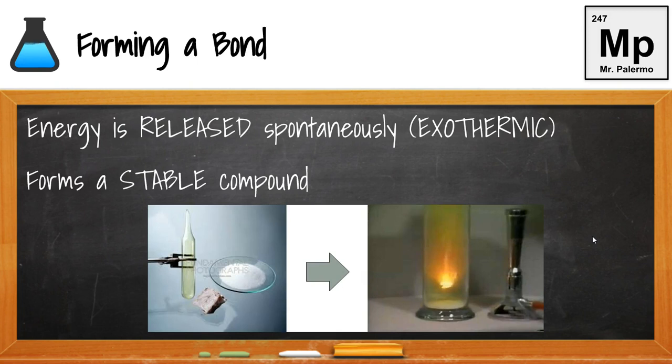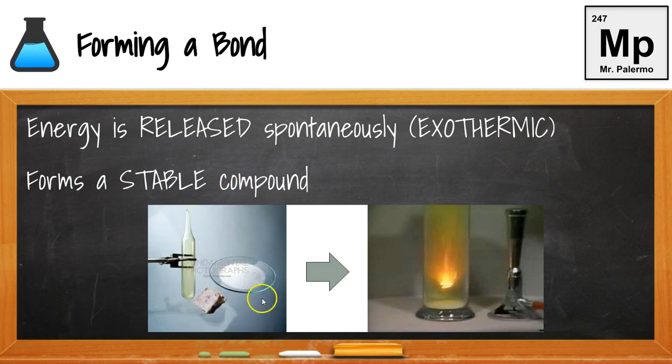When a bond is formed, energy is released spontaneously. The word we use is exothermic. Exo meaning exit and therm meaning heat, so it's giving off heat. And when a bond is formed, we form a stable compound.